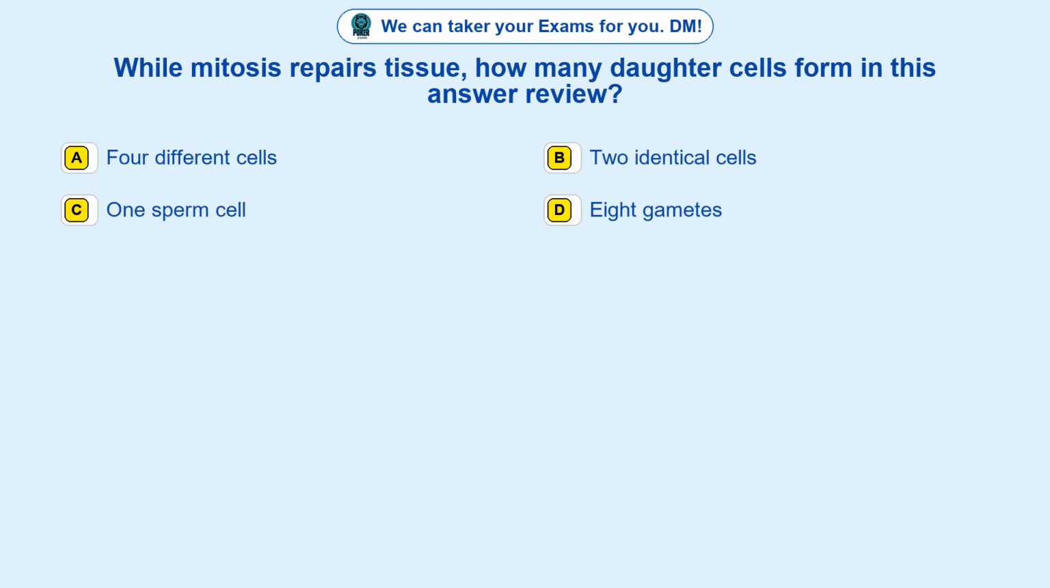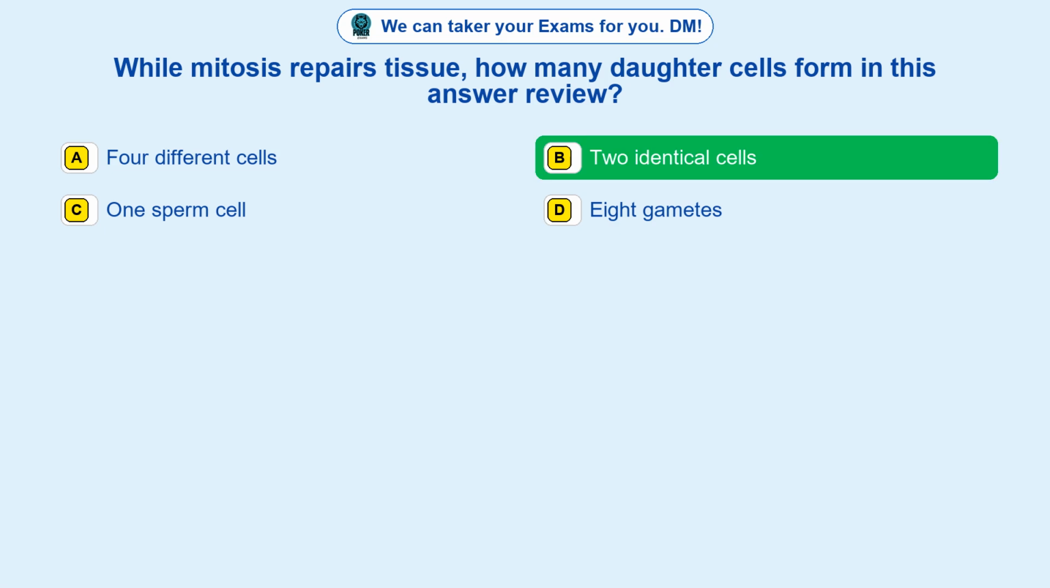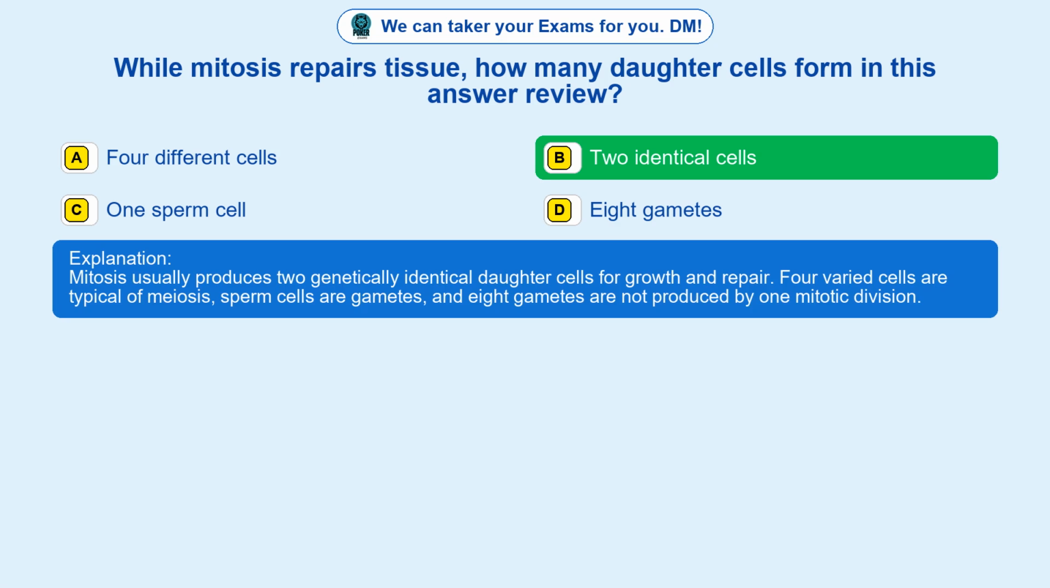Question 24. While mitosis repairs tissue, how many daughter cells form in this answer review? Option A. 4 different cells. Option B. 2 identical cells. Option C. 1 sperm cell. Option D, 8 gametes. The correct answer is option B. 2 identical cells. Mitosis usually produces 2 genetically identical daughter cells for growth and repair. 4 varied cells are typical of meiosis, sperm cells are gametes, and 8 gametes are not produced by one mitotic division.